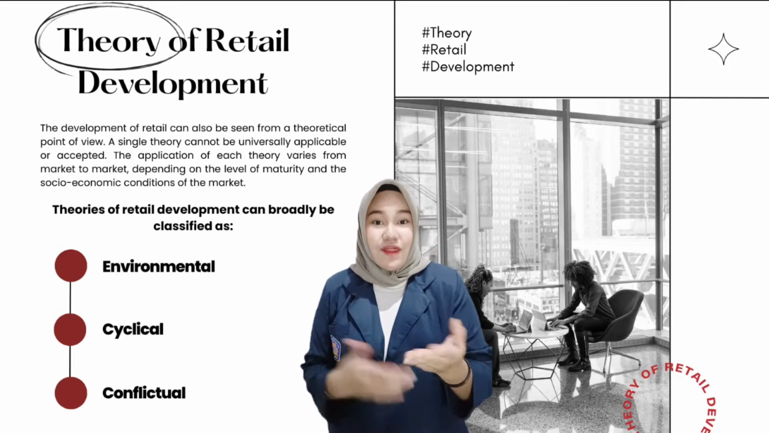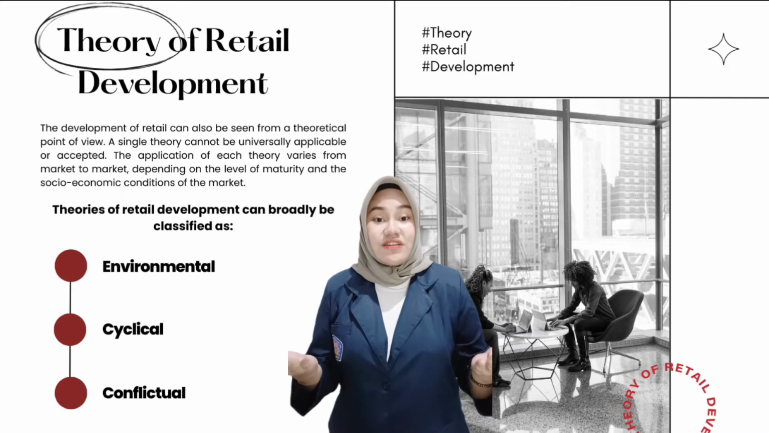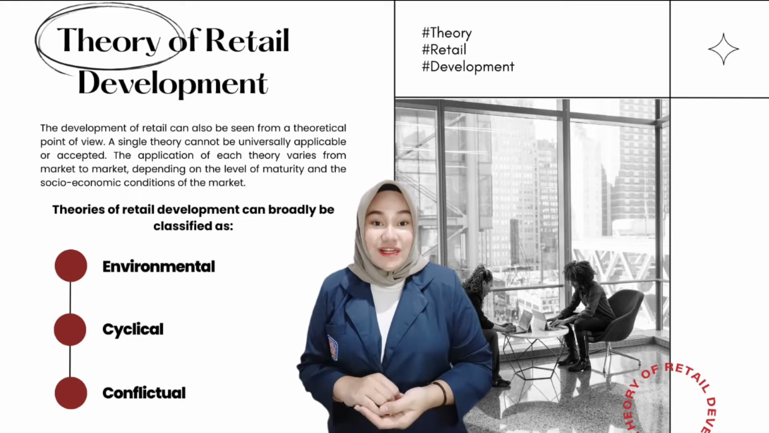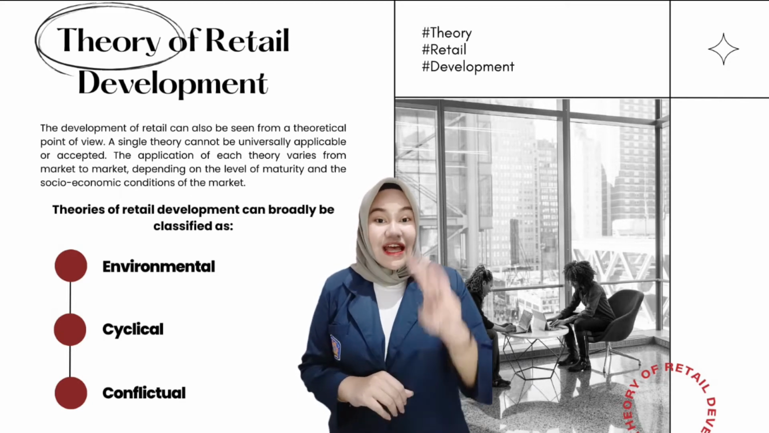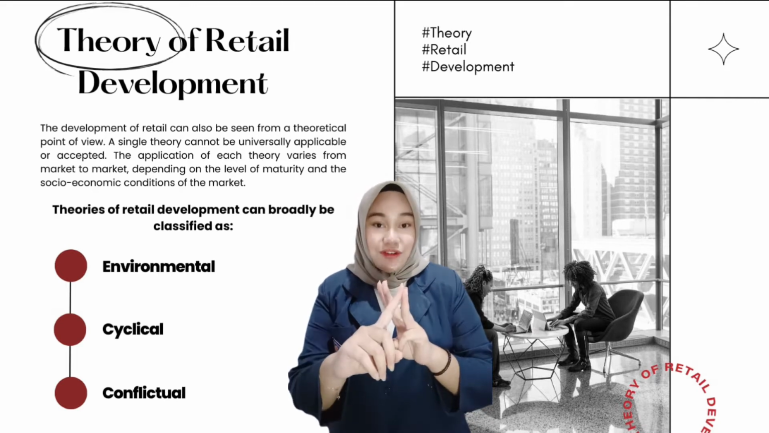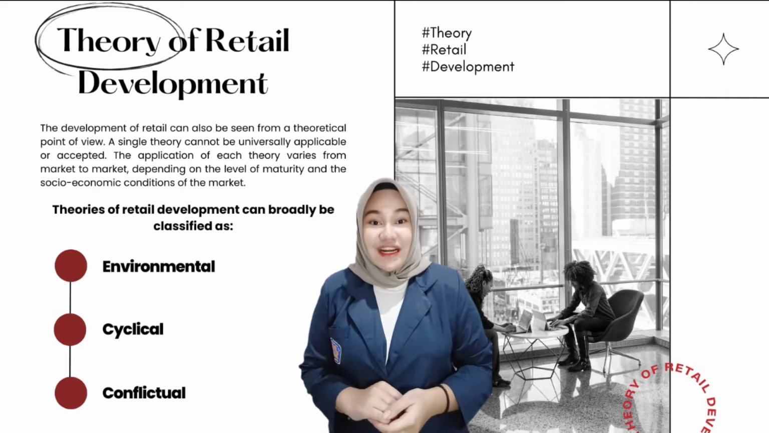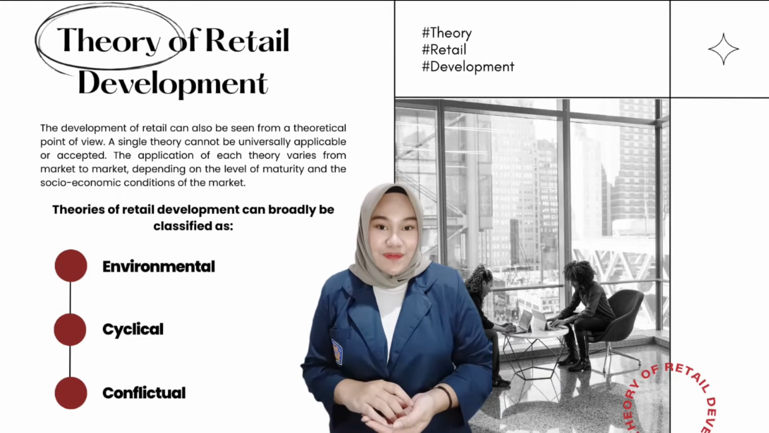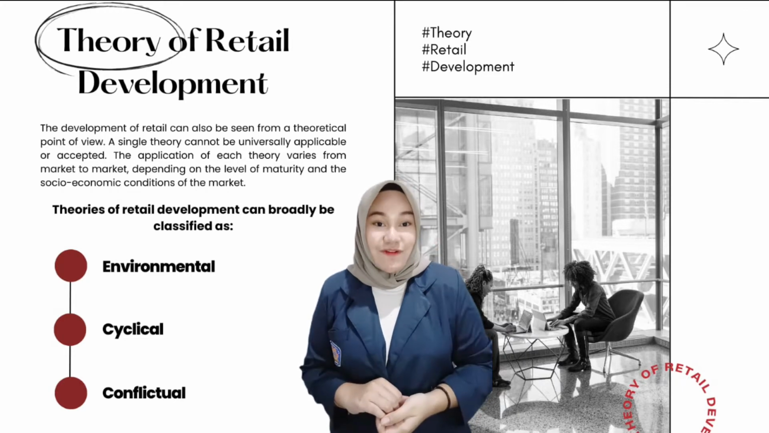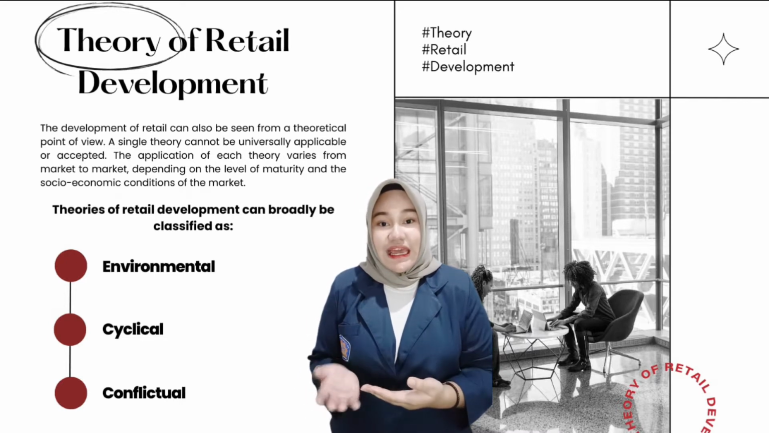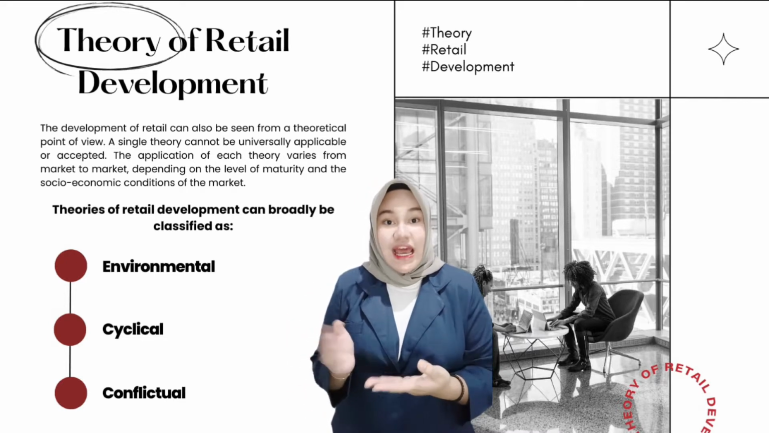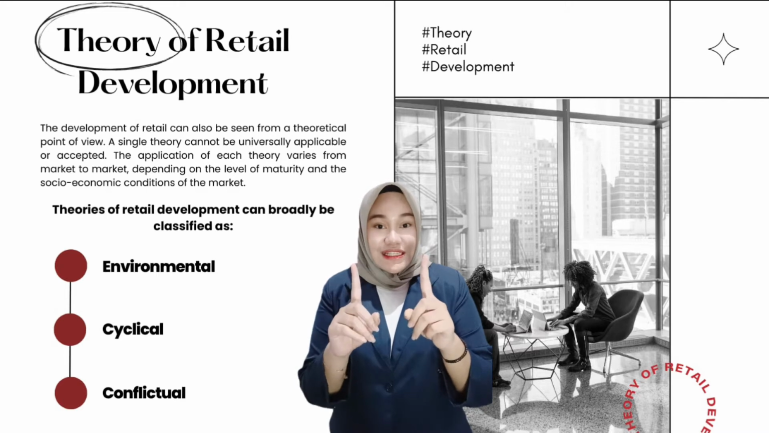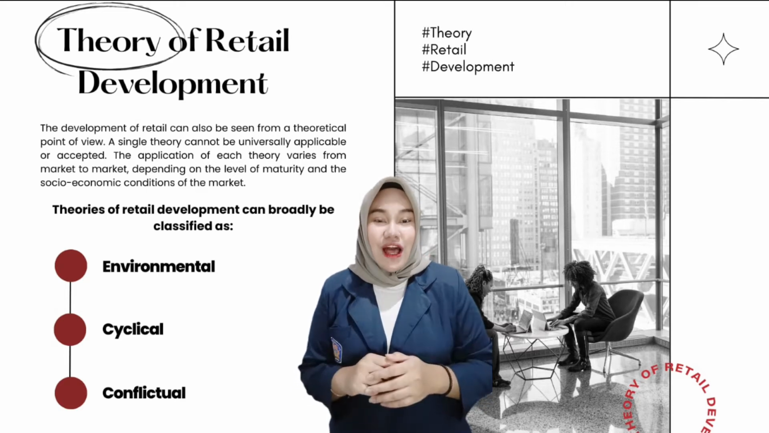Retail growth is the result of understanding the market. It sends a signal and responds dynamically to the opportunities that occur. Theories of retail development can also be classified as environmental, cyclical, and conflictual. The first one is environmental, where a change in retail is attributed to the change in the environment in which the retailers operate. The second is cyclical, where changes follow a pattern and pace that can have defined identifiable attributes associated with them. And the last is conflictual, where the competition or conflict between two opposite types of retailers leads to a new format being developed.